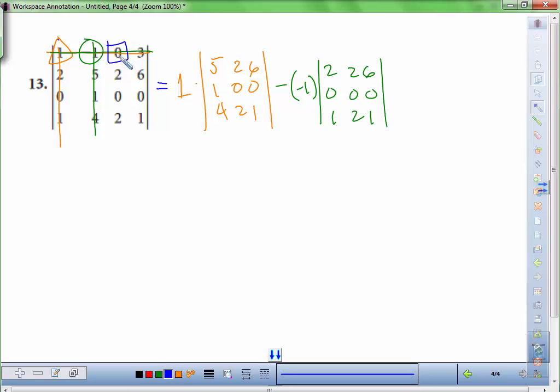My next step is to go running along the first row. I would have a plus and then a 0 times, I know I don't need this, but let's figure it out anyways. 2, 5, 6, 0, 1, 0, and 1, 4, 1.